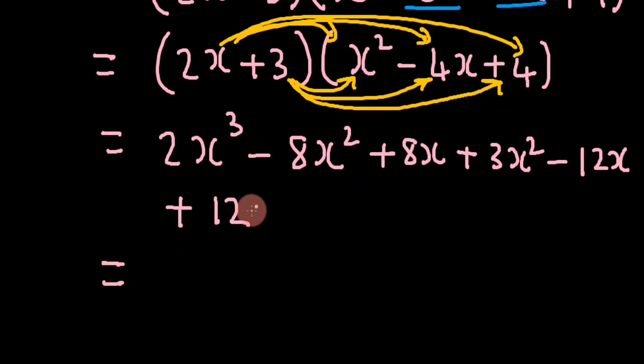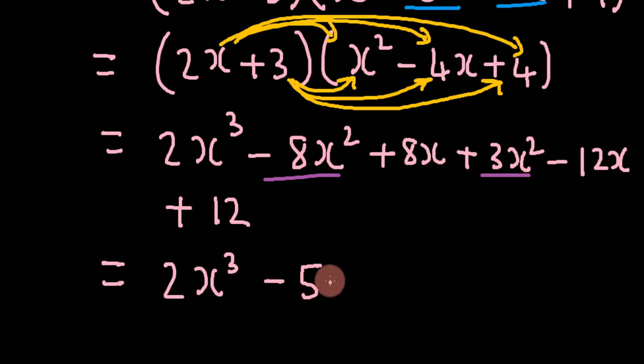Finally, we can add like terms. So negative 8x squared plus 3x squared will give us negative 5x squared. And 8x minus 12x will give us negative 4x. And we still have the plus 12 here.